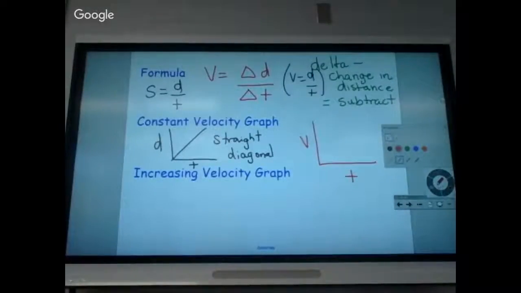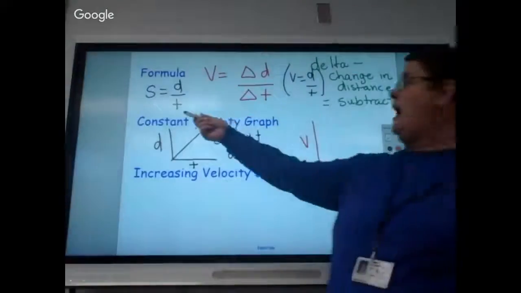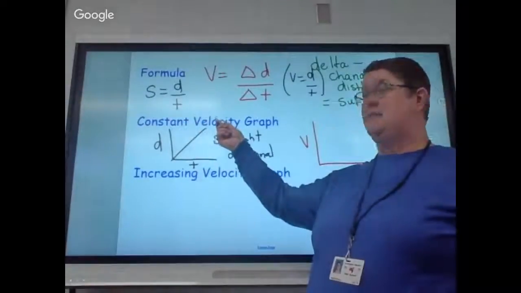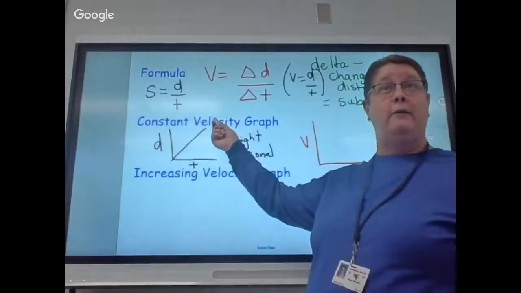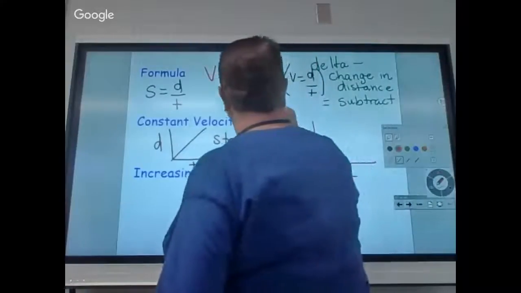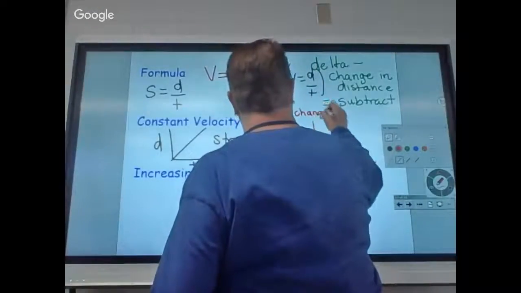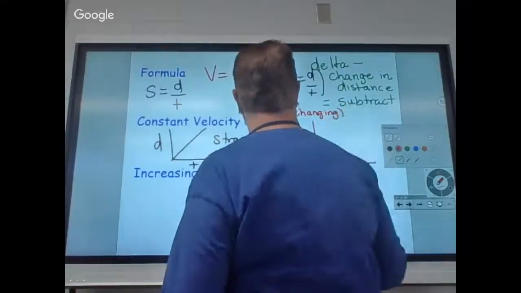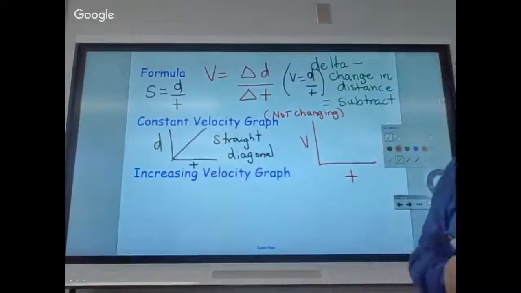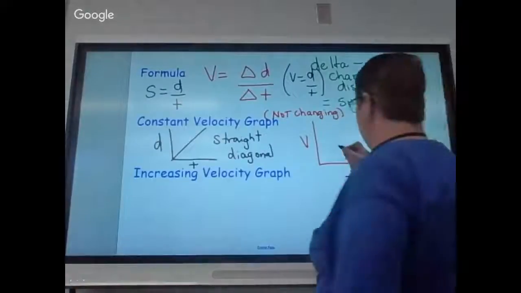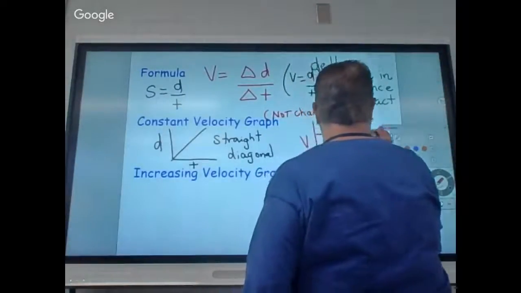All right, Elizabeth's over there doing this number. All right, so let me draw it up there. Now look, I want constant velocity, meaning velocity is not going to do what? Okay, so let me just write that. It's not changing. Okay? Velocity is not changing. So I want to illustrate it on this graph as it's not changing. Now Elizabeth said to draw it this way.